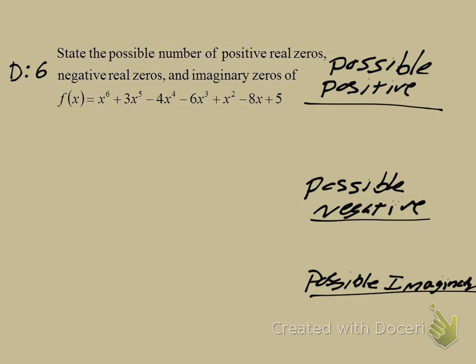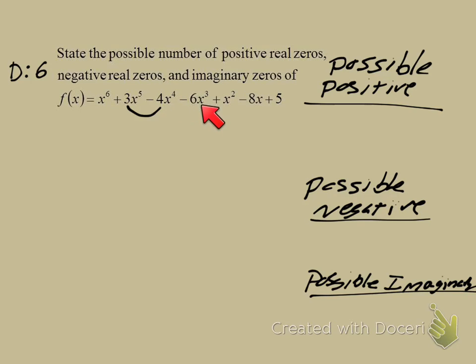So watch my arrow. We go from x to the 6th to 3x to the 5th. Did our sign change? No. Went from positive to positive. 3x to the 5th to negative 4x to the 4th. Did our sign change? Yes. So I'm going to draw a little loop underneath it right there, so that when I go back to count them up, I know it changed right there. Everybody see that? Keep going that same way.